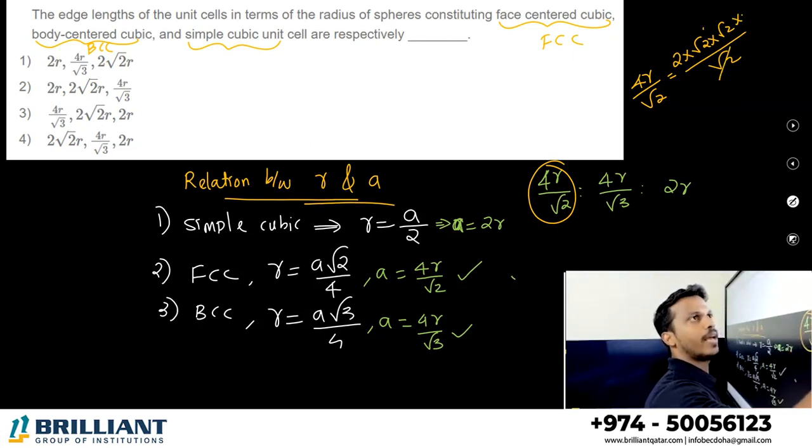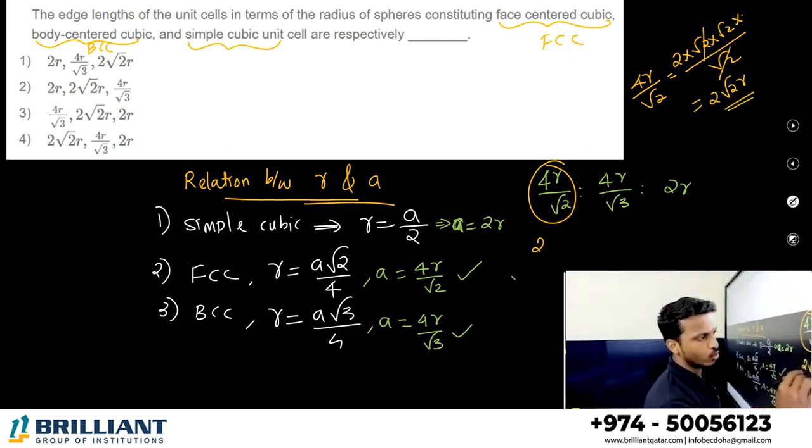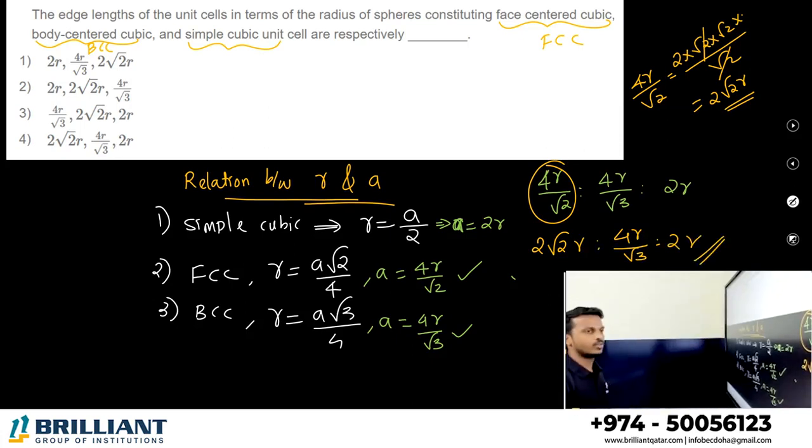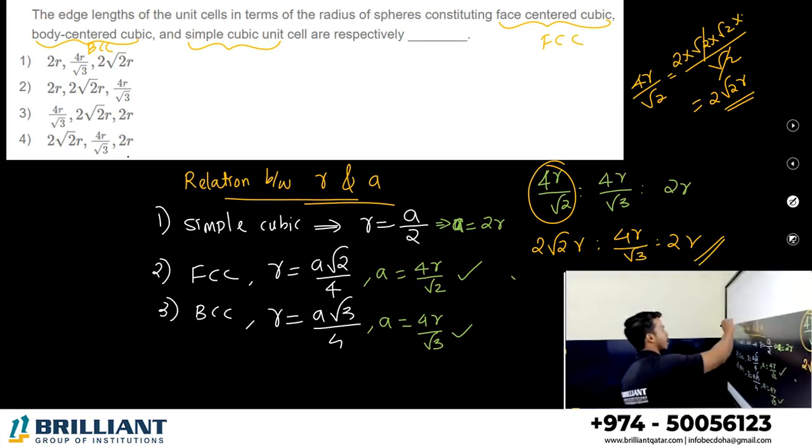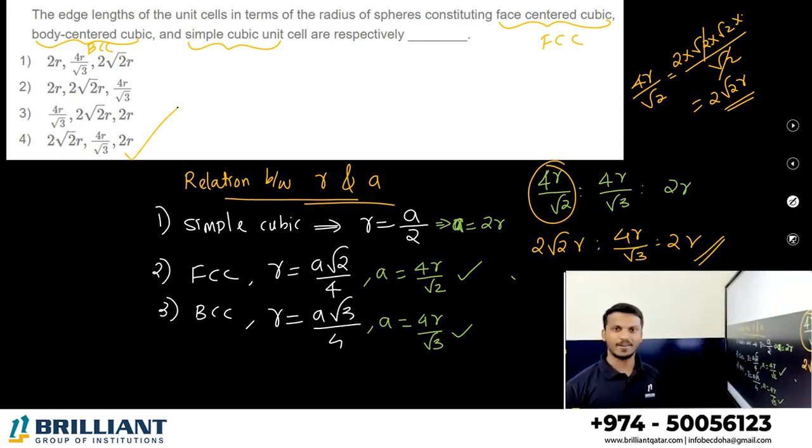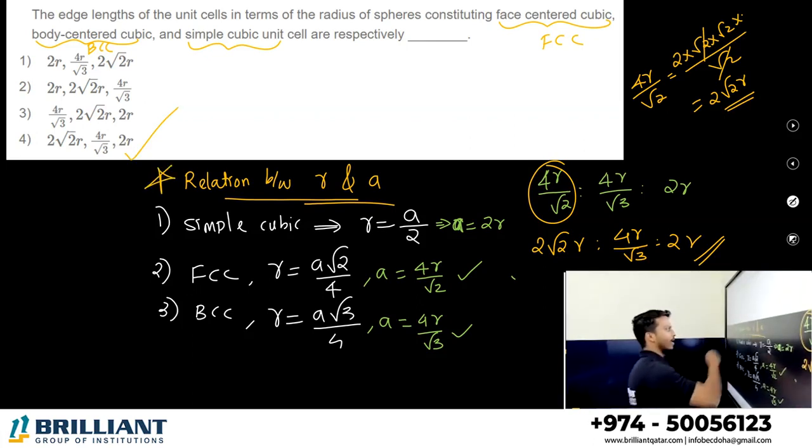One of the root 2, let me cancel. 2 root 2 R. So I can write here 2 root 2 R is to 4R by root 2, that we cannot cancel. 4R by root 3, then 2R. Can you answer this question? Can you see this answer? 2 root 2 R, 4R by root 3, 2R. That is option 4th one. Okay, simple question. Careful about the relation between R and A.